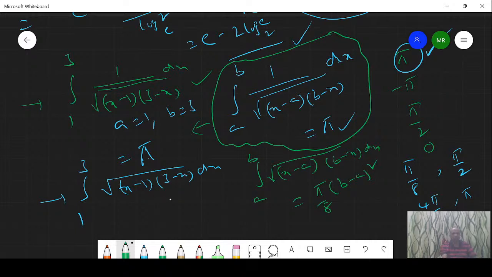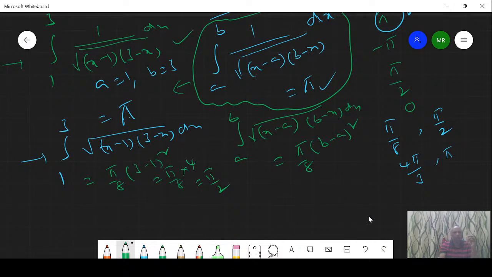You can compare a value 1, b value 3. So this answer will be pi by 8 into (3 minus 1) whole square. So it will be pi by 8 into 2 square, which is 4. It will be pi by 2. That will be your answer. Correct? Easily you can write your answer. That will be pi by 2. The answer is not pi by 8, it is pi by 2.